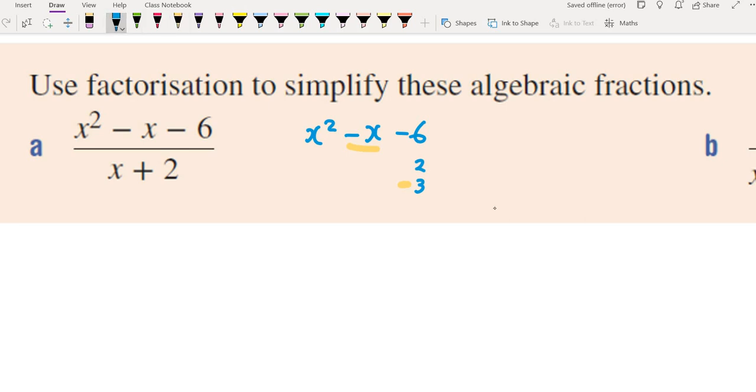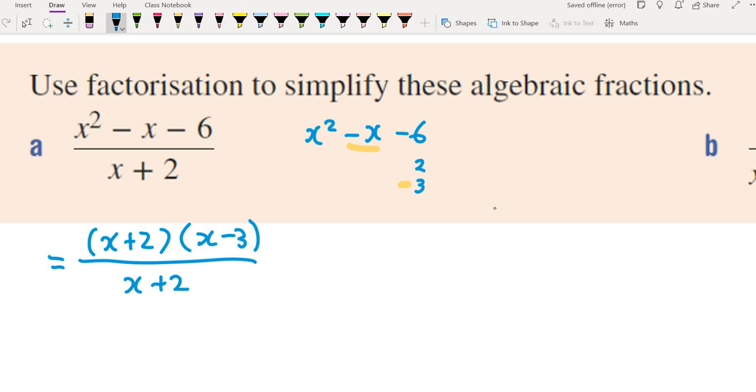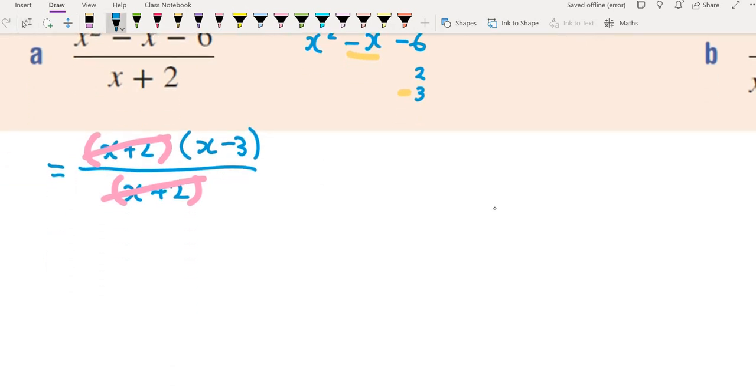Then we have x plus 2, x minus 3 on top, and down the bottom we have x plus 2. And as you can see, we have the x plus 2 in common, meaning that we can cancel them out because they're in a fraction. And we're left with just x minus 3.